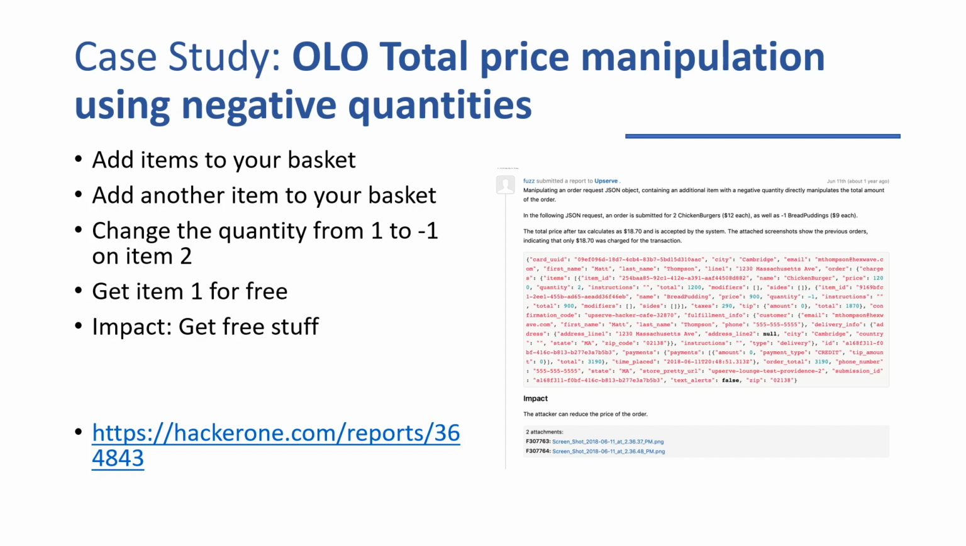So if we've got one item that's, say, $10 and we buy 3 of them, and then another item which is $10 and we buy -3 of them, they cancel each other out and it's free. So this is super easy to demonstrate as a financial impact, because it's really simple to go, look, you can get something for free. Probably one of the easiest ones to find, and all they did was change a quantity from 1 to -1. That's it.